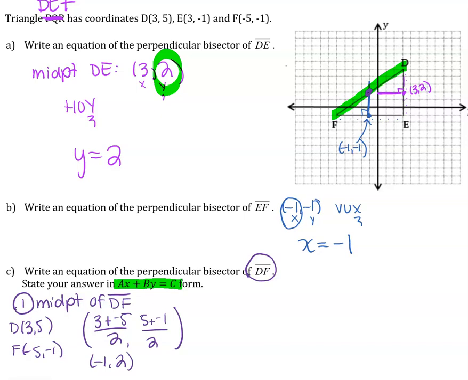So now what we're going to do is find out the slope that would be perpendicular to this, because we need the midpoint. Or we need the equation of the line from that midpoint. All right. So next thing I'm going to figure out is what is the slope of DF?